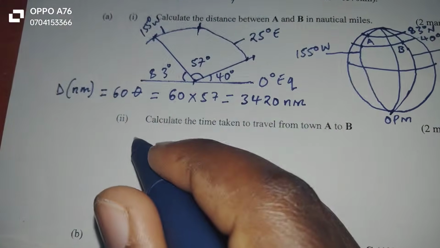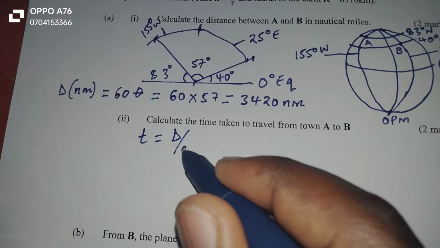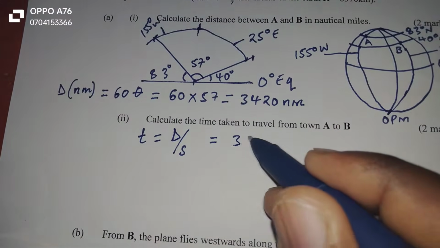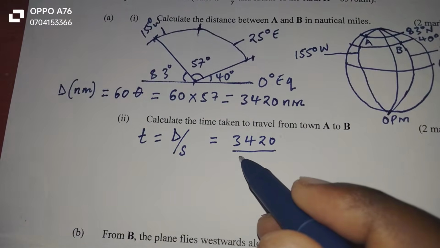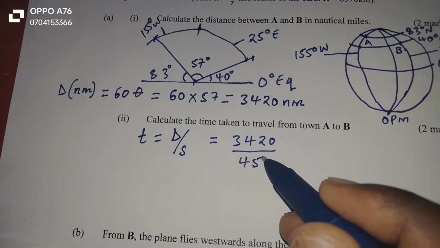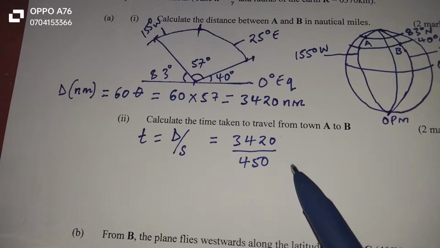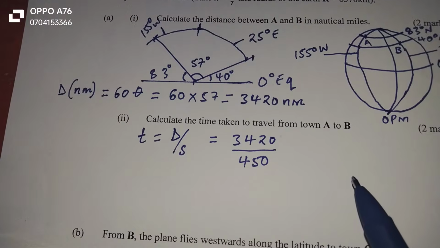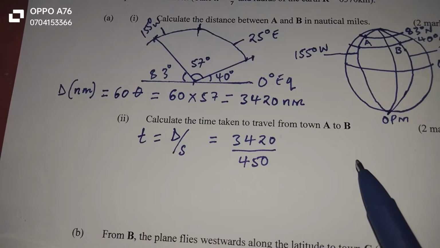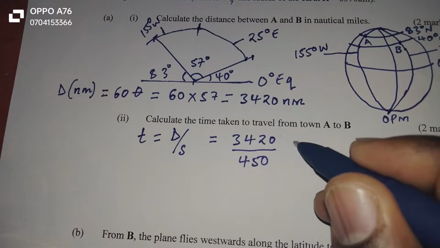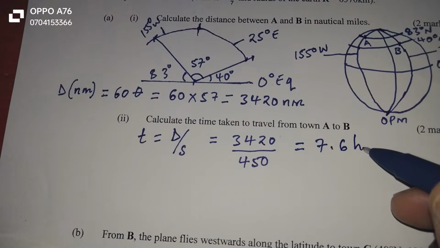Now from A to B, we should know that time is usually given by distance out of speed. The distance is already in nautical miles and the speed is in knots. The speed has been given as 450 knots. Now knots is speed in nautical miles per hour. When distance is in nautical miles and time in hours, speed is calculated in what we call knots. Therefore, we can now get our time in hours, which is 7.6 hours.